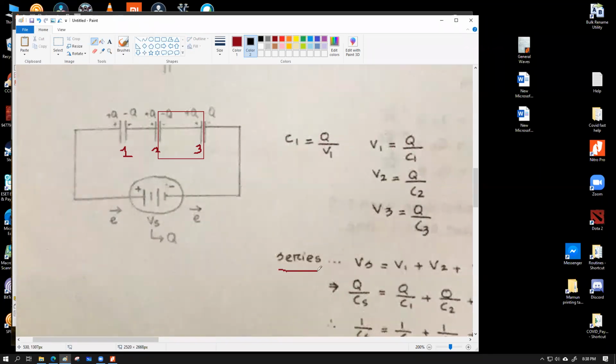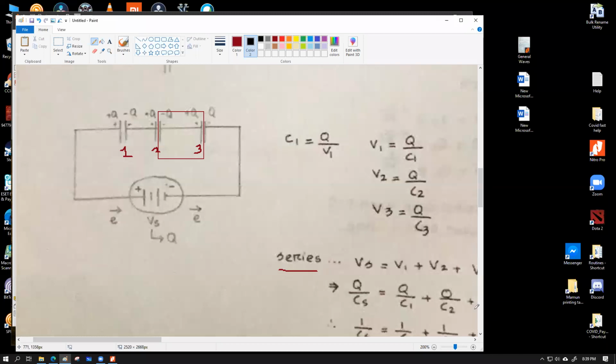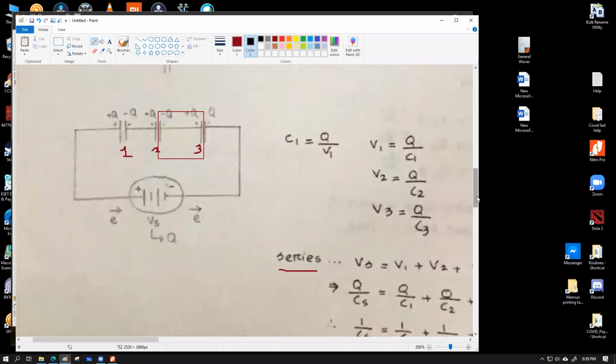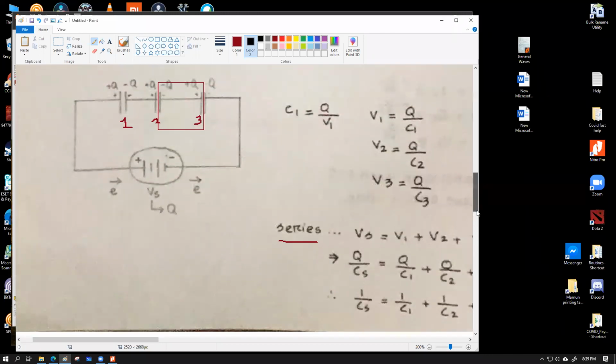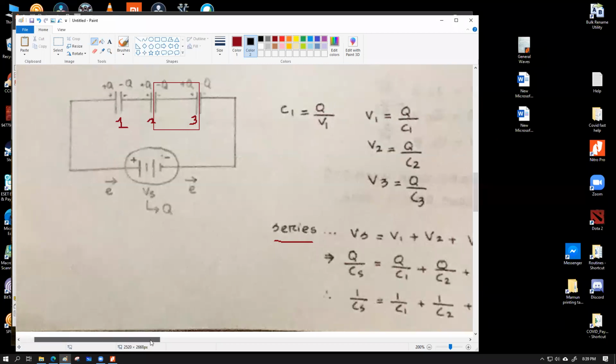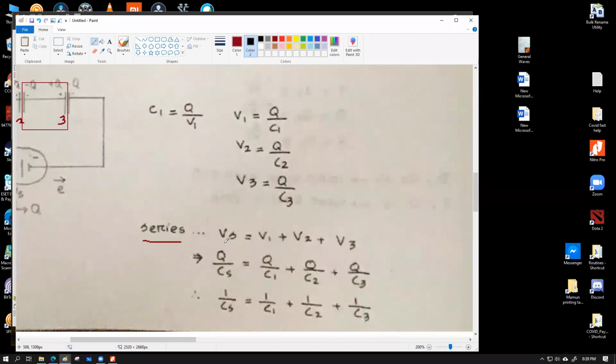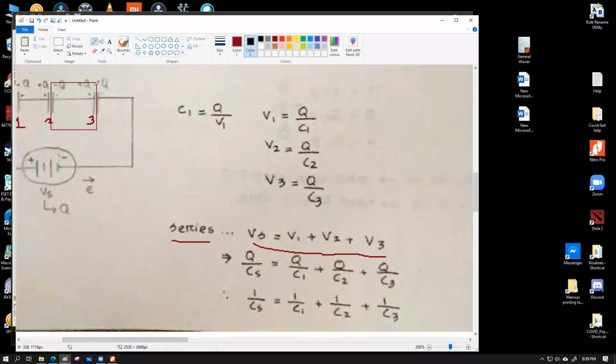Because this is a series circuit, by means of Kirchhoff's second law, what does Kirchhoff's second law tell us? Total voltage gain in a single loop of a circuit equals total voltage drop. Can you agree on this one? Total gain from the battery equals total drop across the capacitors. So Vs equals V1 plus V2 plus V3 because of the series circuit.